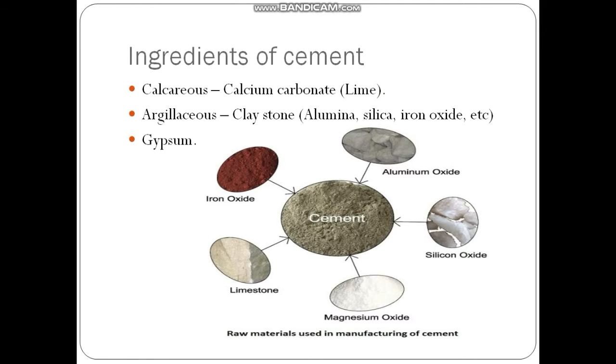The ingredients of cement are calcareous, argillaceous and gypsum. Calcareous means calcium carbonate, which is lime. Argillaceous means clay stone, which is alumina, silica, iron oxide, etc. And the third one is gypsum.